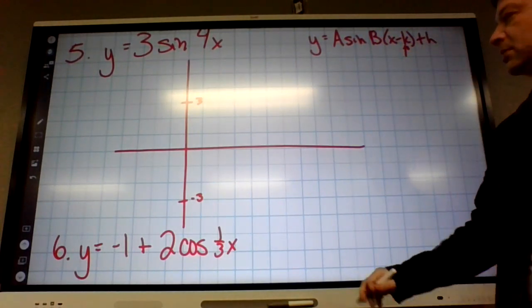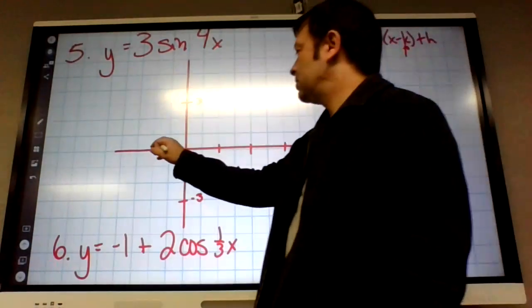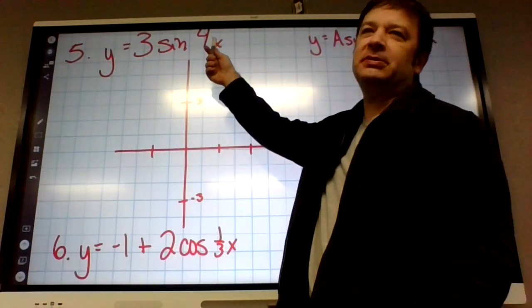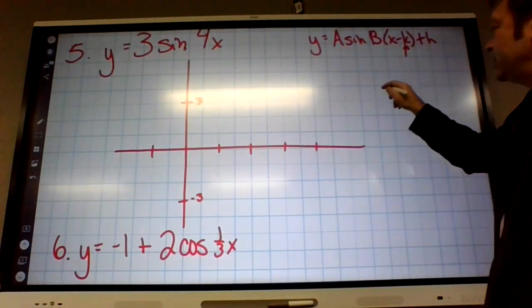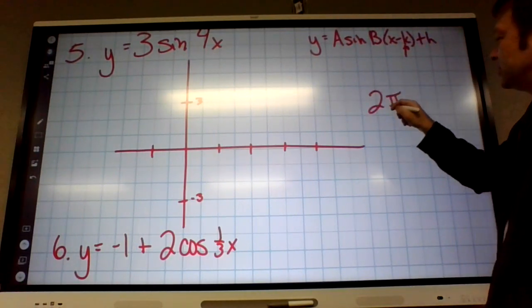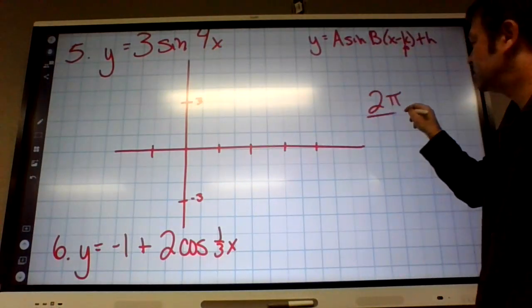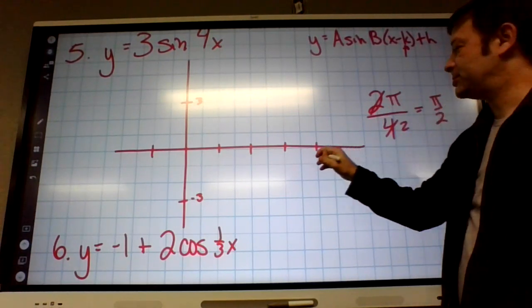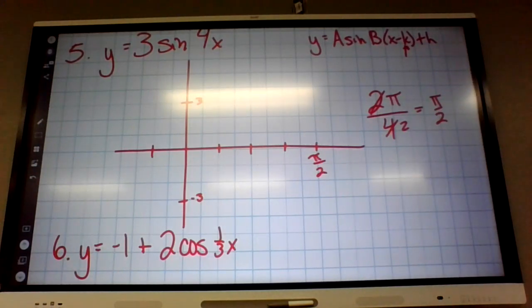Okay, what does the sign do? Starts in the middle and tells us what kind of function. Sorry, I meant what does the 4 do? Period. The normal period is 2 pi, but the period for this one is going to be 2 pi divided by 4, which would reduce to pi over 2. So just mark your 4th interval as pi over 2.